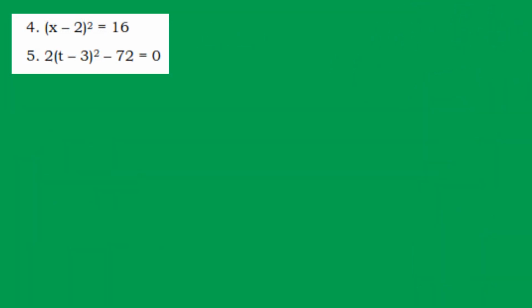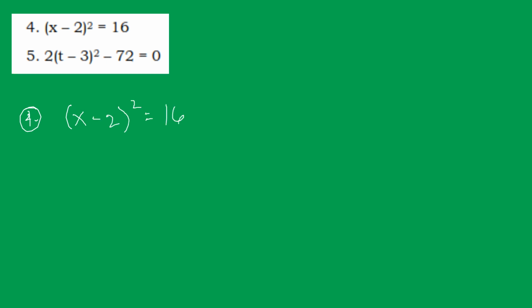So we have here another set of examples. So for this given, I want you to try answering these two examples. So what you are going to do is pause the video and then answer this problem. Okay, so solving for the solution of the given quadratic equations. So the first one is x minus 2 squared is equal to 16.